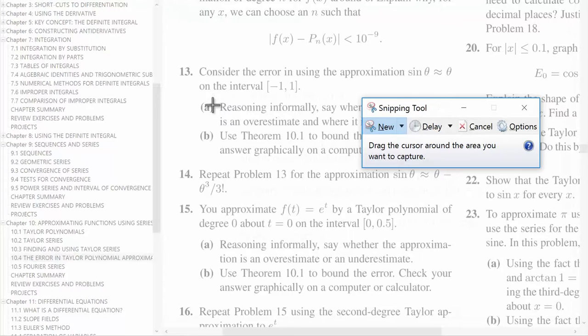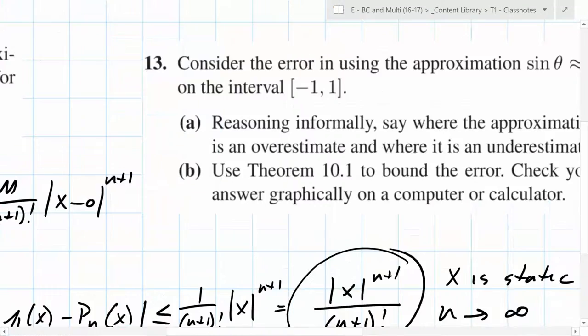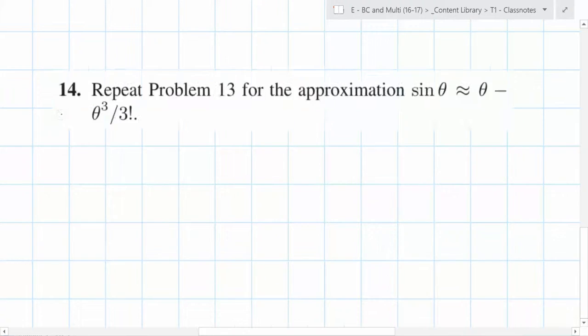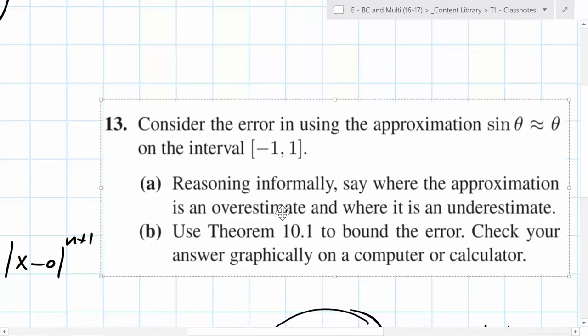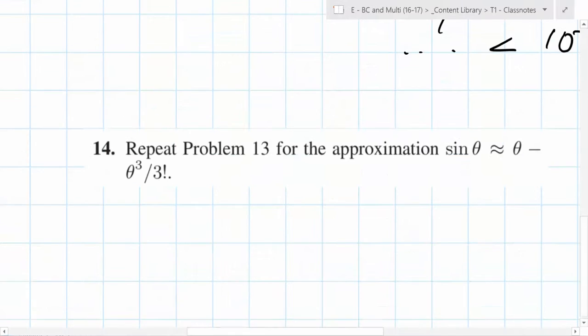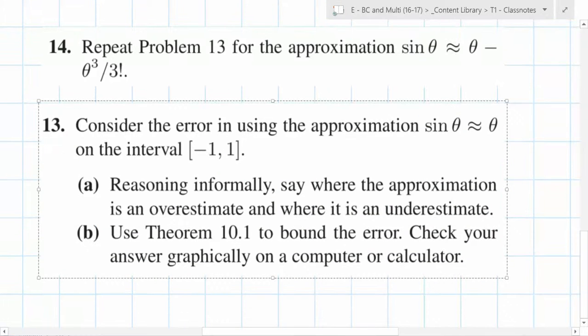So you want to plug this in? Sure. So this one, it says, repeat it for that. Okay. I'll take this. I'll put it down here. So this is what it's asking right there. And we'll take this right here. And we'll put this in. So we're just going to do A and B. Okay. We can do that. Sure.